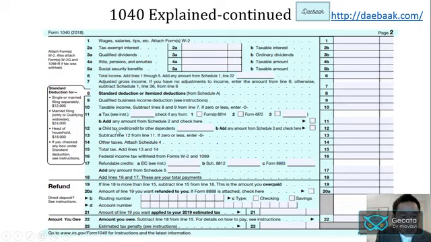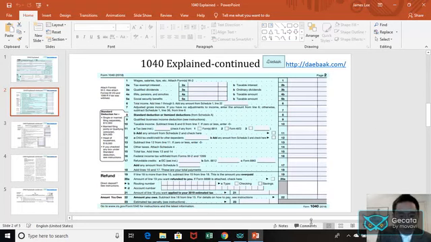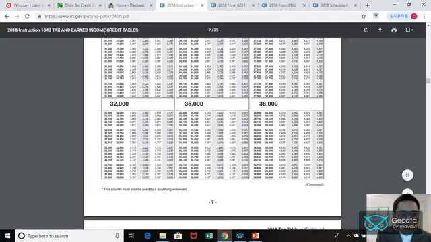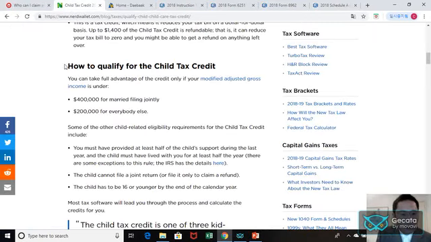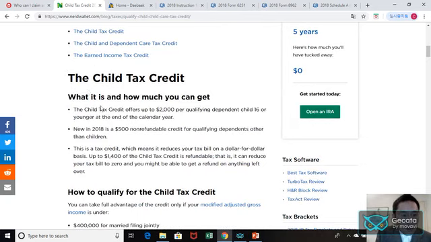So, if you have any child tax credit, write them down here. I will let you know what the child tax credit is. The child tax credit offers you up to $2,000 per qualifying dependent child, 16 or younger at the end of the calendar year. New in 2018 is a $500 non-refundable credit for qualifying dependents other than children. This is a tax credit, which means it reduces your tax bill on a dollar-for-dollar basis.